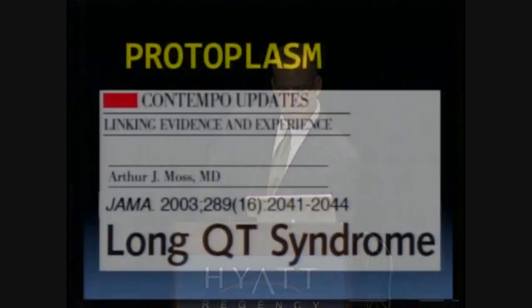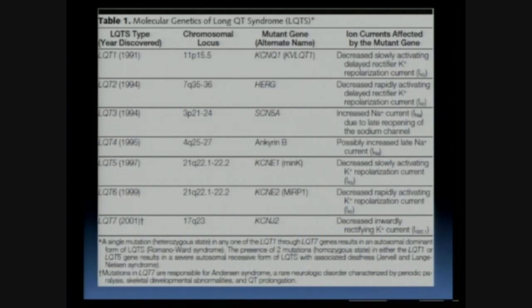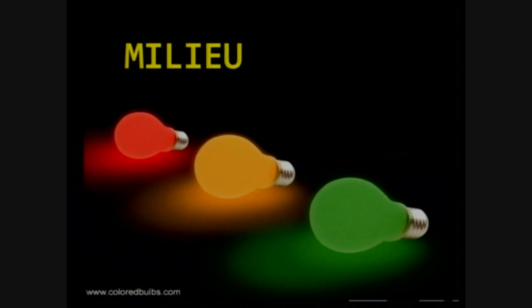So let's talk also about long QT syndrome. The protoplasmic paper here from JAMA did a very good job, and I really liked it because it shows the different genes, the different long QT syndromes and when they were discovered. It points toward what I talked about earlier with the pathophysiology: this ineffective delayed rectifier current, potassium getting out of the cell just not as well as in a quote-unquote normal state. So that's really what we're dealing with. That's the P, protoplasm.